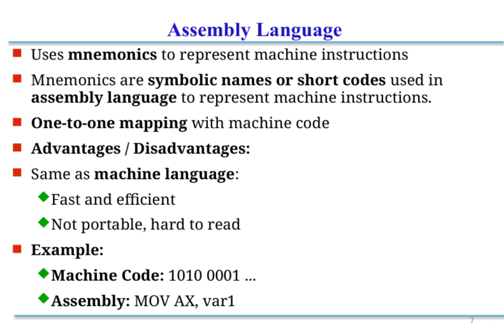For example, look at this. The machine code might be something like 10-10-1, which is quite cryptic. In assembly language, this could be written as MOVX, var1, which is much more understandable. In summary, mnemonics strike a balance. They simplify programming at a low level, but also come with limitations in portability and readability. This is an essential part of understanding how assembly language bridges human readability and machine instructions.